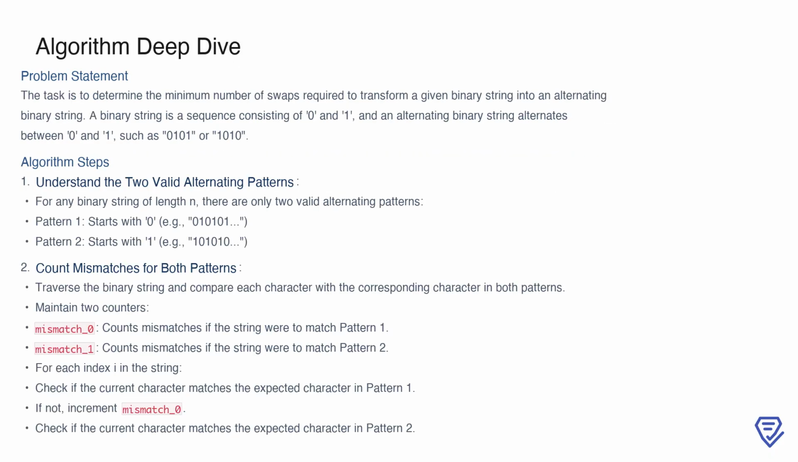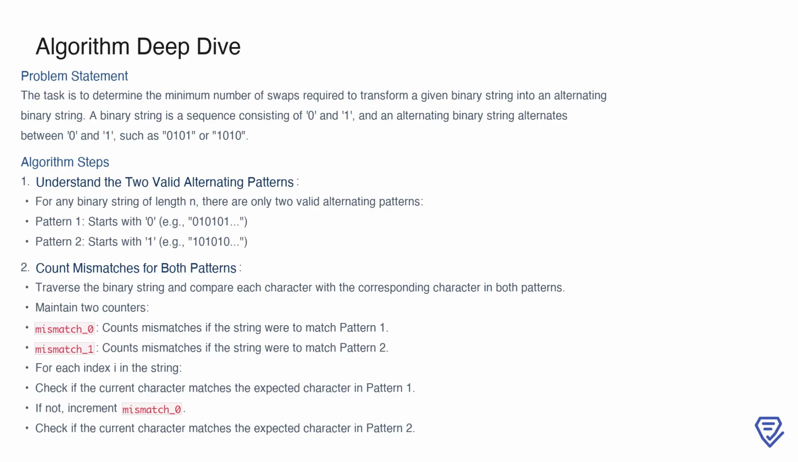In this problem, we are tasked with finding the minimum number of swaps needed to transform a given binary string into an alternating binary string. Remember, an alternating binary string is one where the characters alternate between 0 and 1, such as 0101 or 1010.